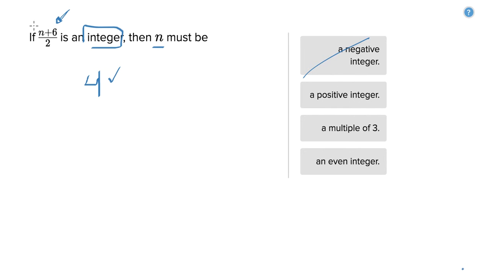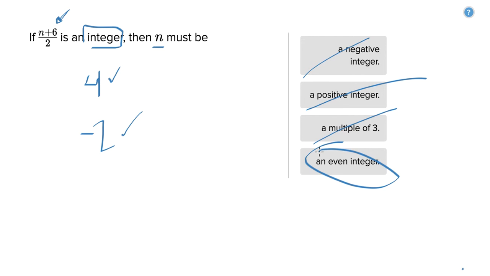For the positive integer, not necessarily. I could have plugged a negative one in. If I plug in negative 10, for example, which is a negative integer, negative 10 plus 6 would give you negative 4, and negative 4 divided by 2 gives you negative 2, which is also an integer, just happens to be a negative integer. So that's okay as well, not necessarily. When you plug in a value of n like negative 10 that isn't a multiple of 3, it still gives me an integer, negative 2. So by that same logic, this one is wrong.